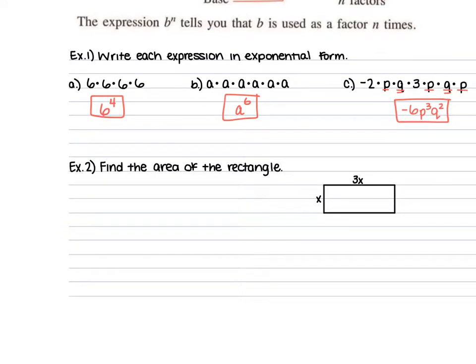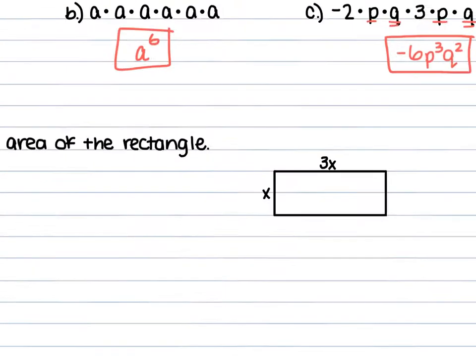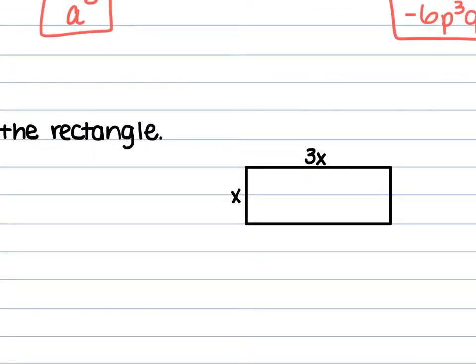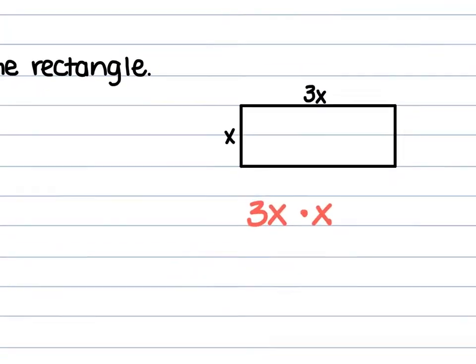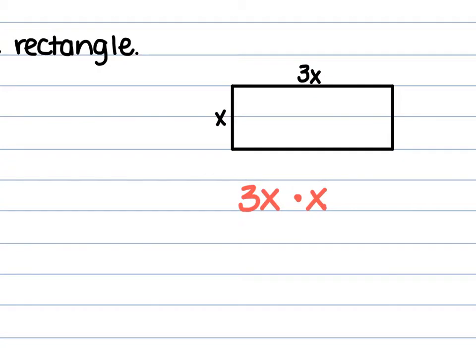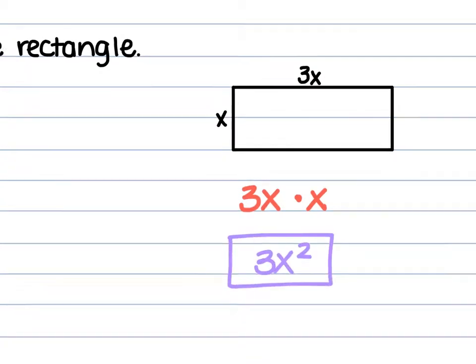For example 2, it asks us to find the area of this rectangle. When we find the area of something, we're going to multiply the length and the width. So this would be 3x times x. So there's 2 x's there. We're going to keep the 3, and it's going to be x squared. So 3x squared.